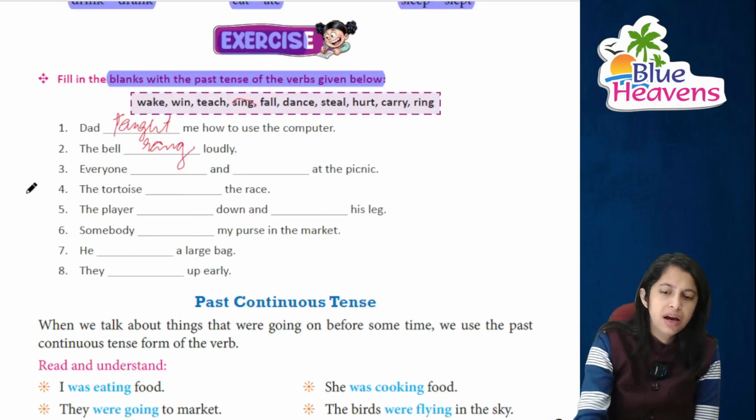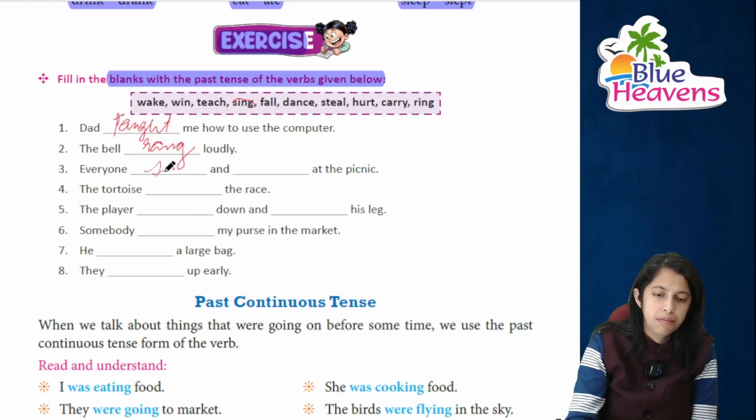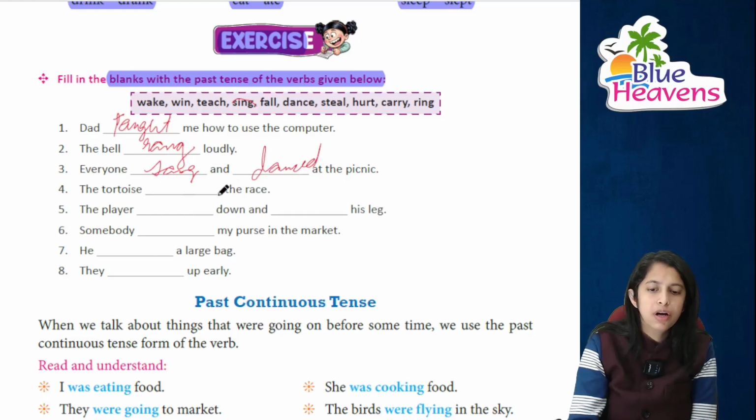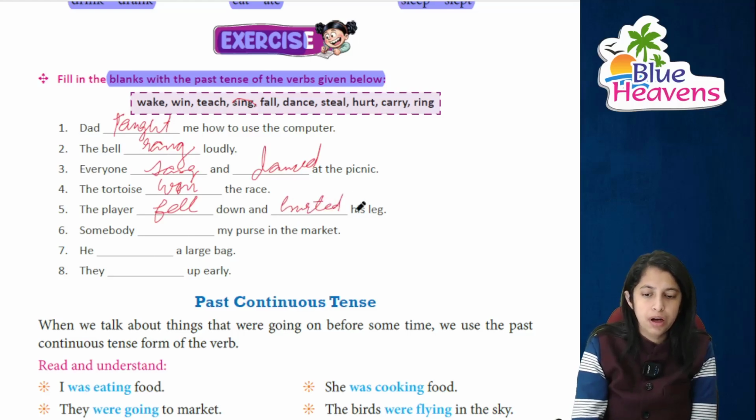देखिए everyone sang and danced at the picnic. The tortoise dashed the race, win का हो गया won. The player dashed down, the player fell down. ये देखिए ये fall लिखा है, ये fell हो जाएगा. And dashes and hurt, उसने अपनी चोट लगा ली अपने पैर पे, टांग पे.